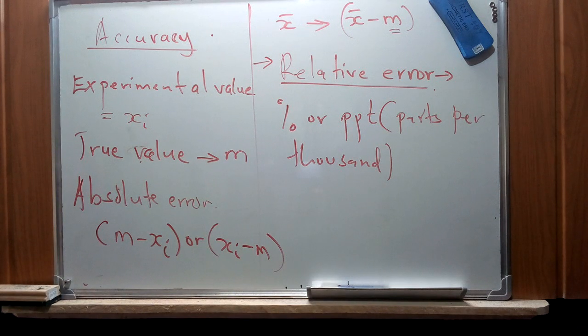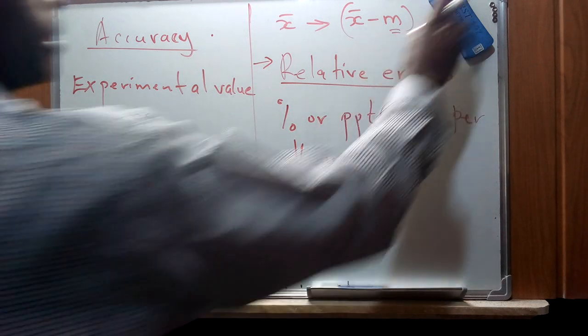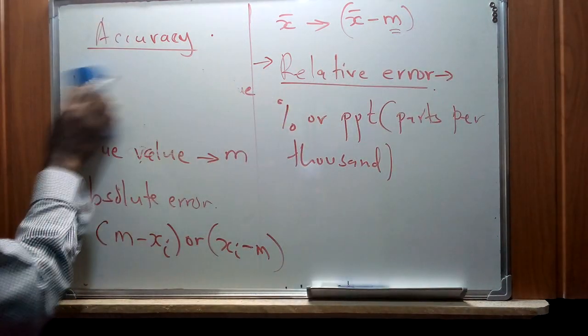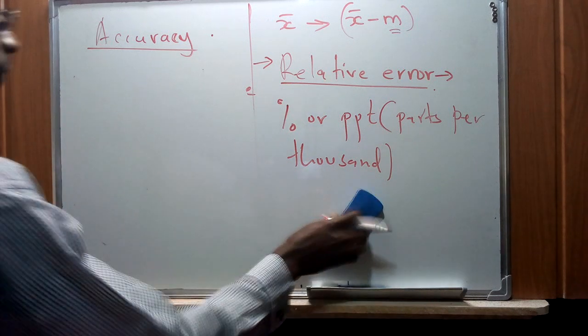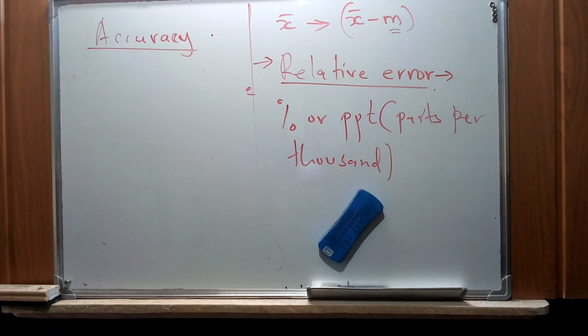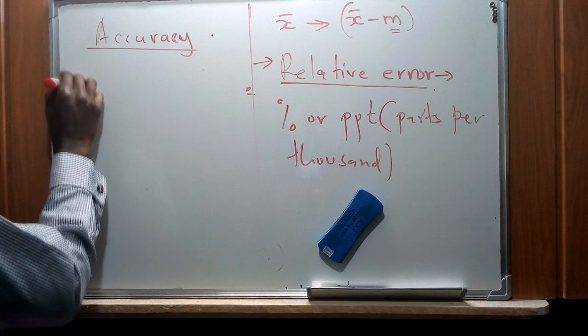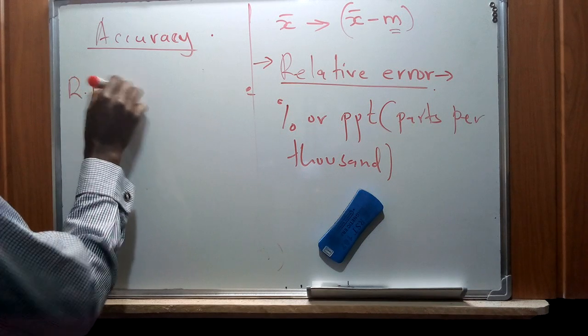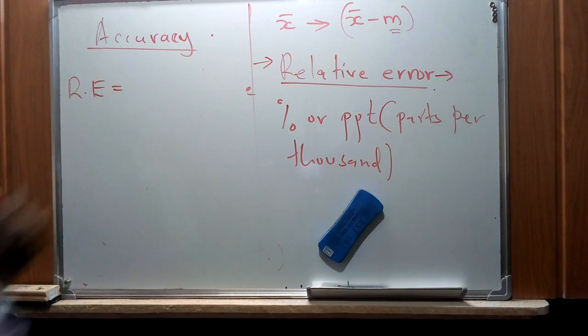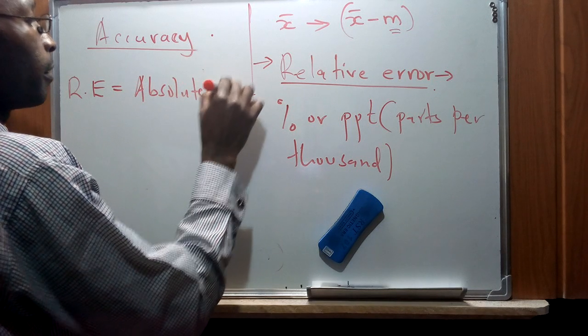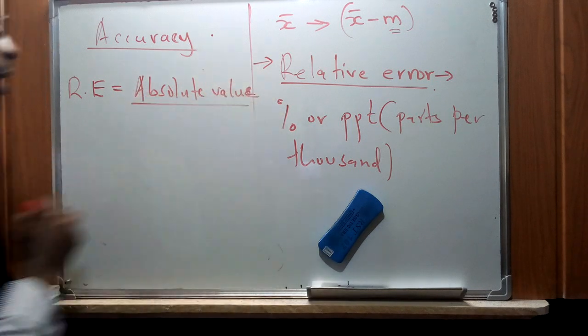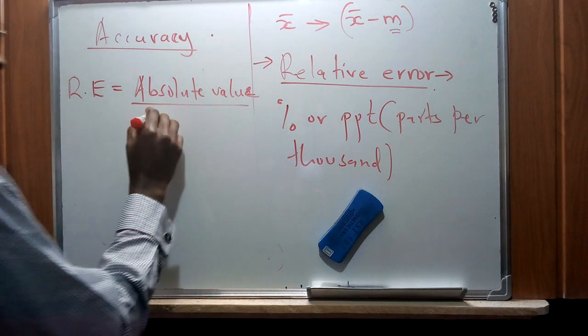So therefore, we are going to have an expression for that, since we have said this error is a ratio or a deviation from the true value. So we are going to have relative error given as absolute value divided by the true value.